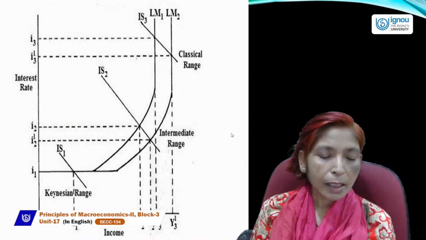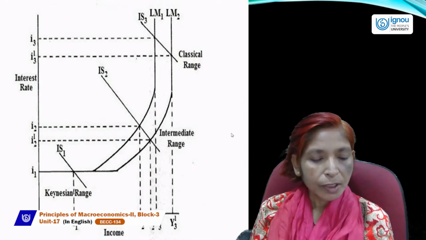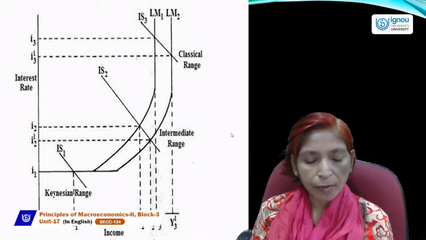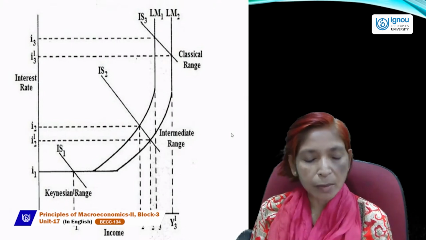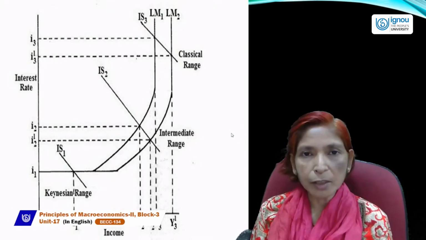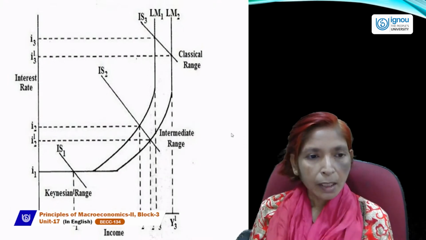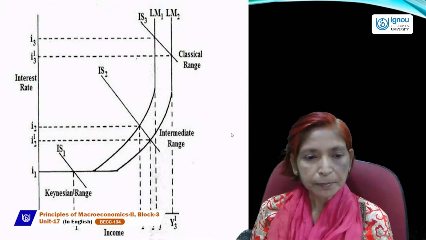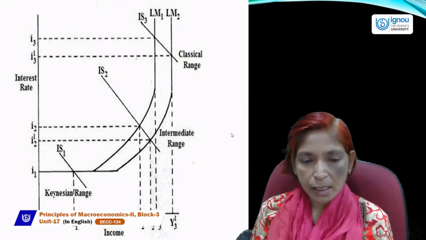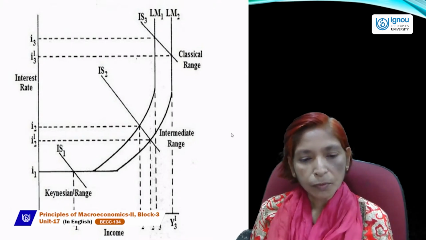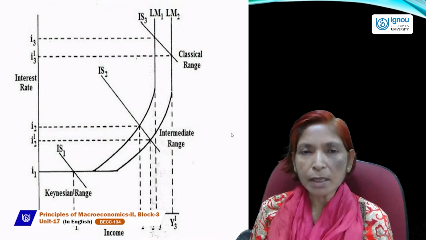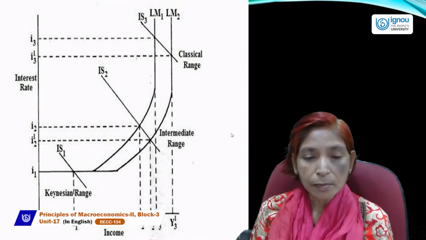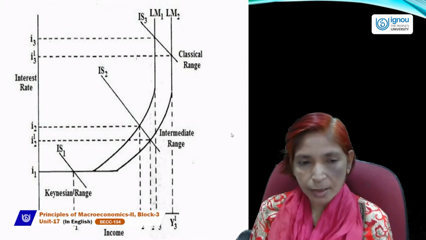Now here in the Keynesian range, the income level is only Y1. There is no change in income due to an increase in monetary policy, or expansionary monetary policy, or a shift in the LM curve to the right-hand side. In the intermediate range, the income level will increase from Y2 to Y21. It is showing that income is increasing, but not by the more ratio or multiplier effect.